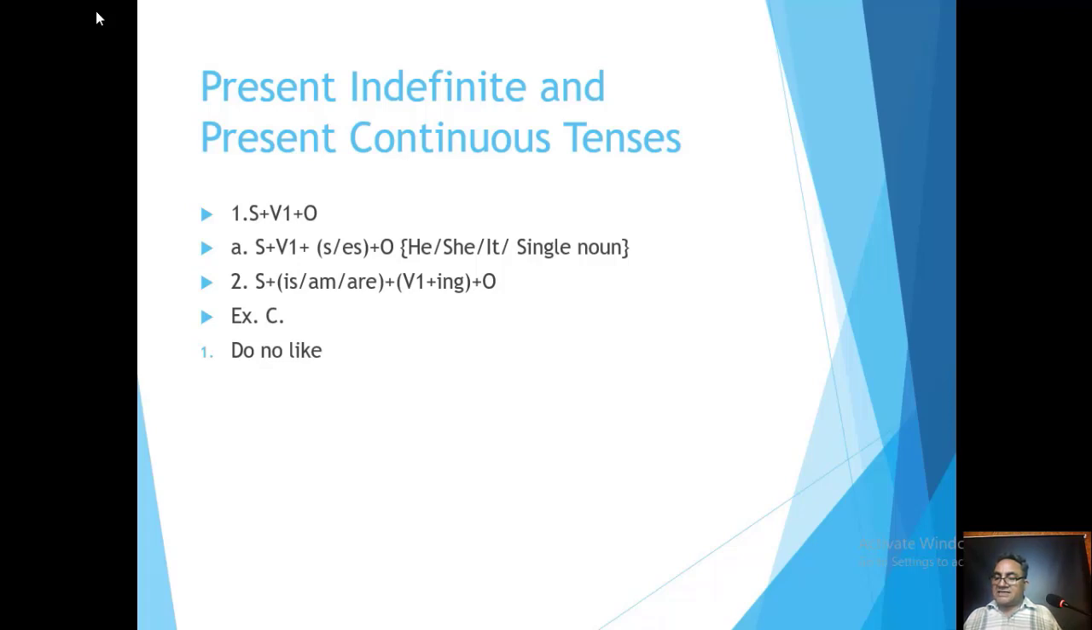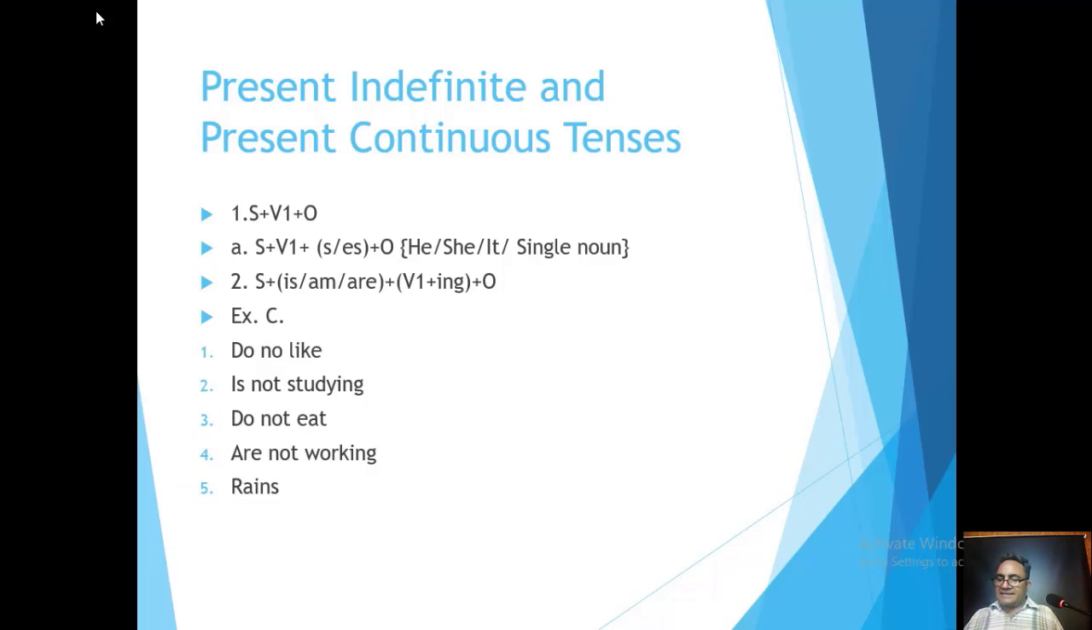Second sentence is, "She not study at the moment." The correct answer is, she is not studying at the moment. Third sentence is, "They not eat rice every day." The correct answer is, they do not eat rice every day. Sentence number four is, "We not work now." Now the word now has come here. Now means at this moment of time. So we should use present continuous tense here. We are not working now.